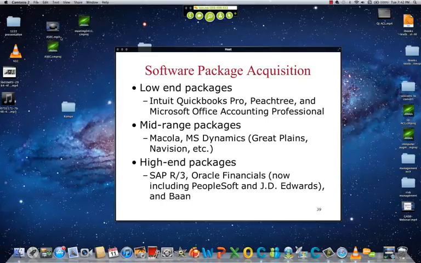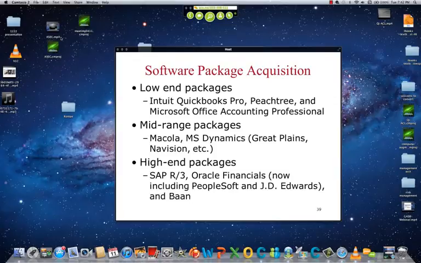Good. So what we discussed up to this point is the idea that you build a system from scratch. But the truth is, you don't have to do it. You may buy what are called off-the-shelf packages. We already discussed this. You have the specialized accounting software, the low-level accounting software, QuickBooks Pro, Peachtree, and so on. You have mid-range packages, Microsoft Dynamics, Sage. You have high-end packages, SAP, Oracle. So you can use those. You don't need to develop a system from scratch.